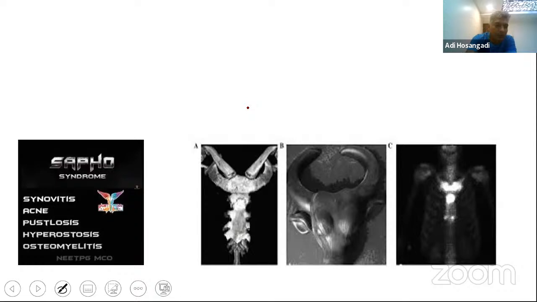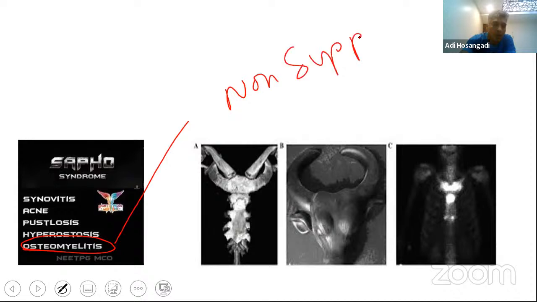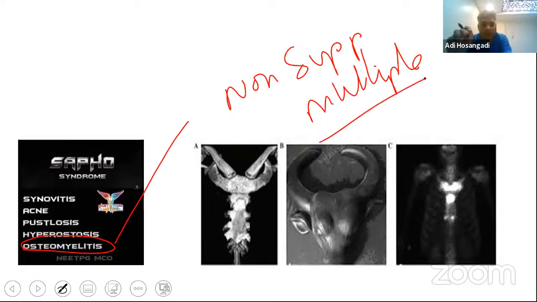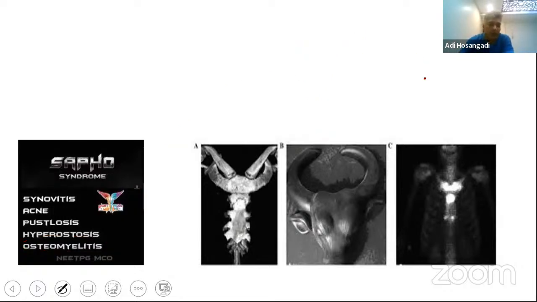One more thing what I was telling is osteomyelitis. This is seen in non-suppurative, multifocal, multiple bones are involved, usually in adolescents. Okay, SAPHO syndrome, am I clear? Synovitis, acne, pustulosis, hyperostosis, and osteomyelitis. Okay, please go and read, then you will never forget once again.